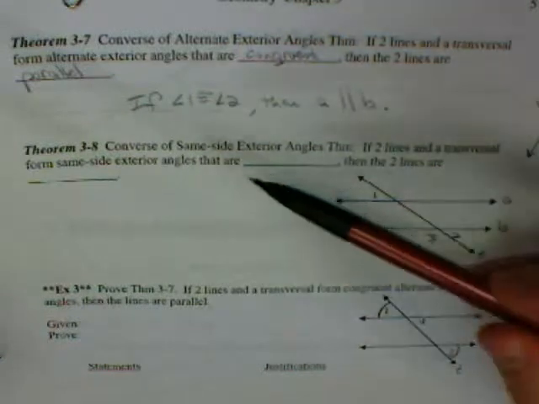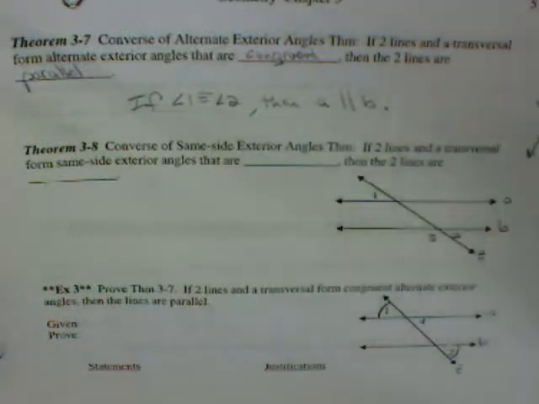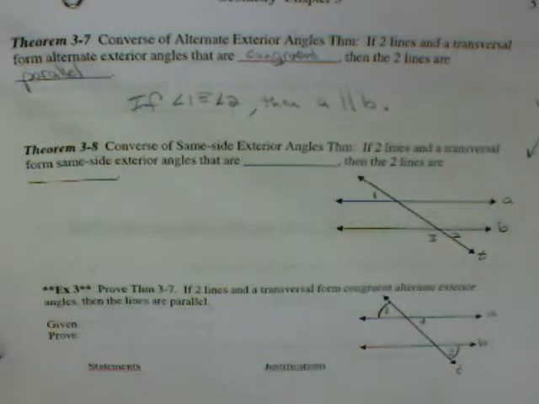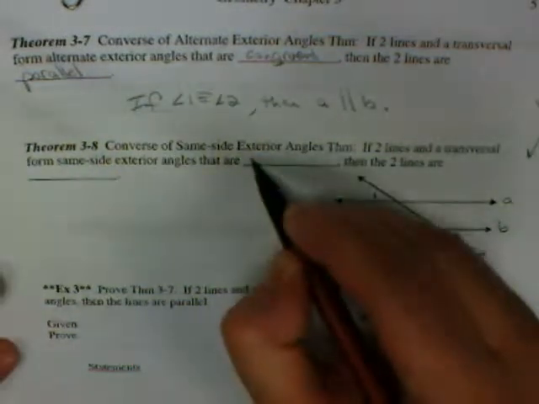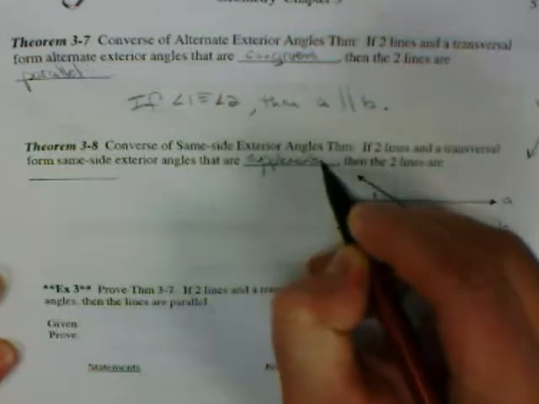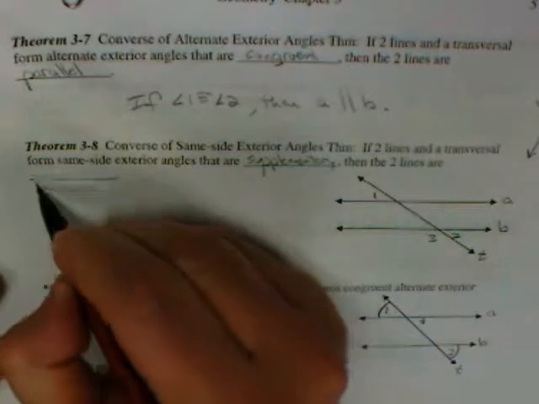Now the next one is the converse of the same side exterior angles theorem. Remember, the same side exterior angles, that's one of those pairs that are going to be supplementary, not congruent. So this theorem says if two lines and a transversal form same side exterior angles that are supplementary, then the two lines are parallel.